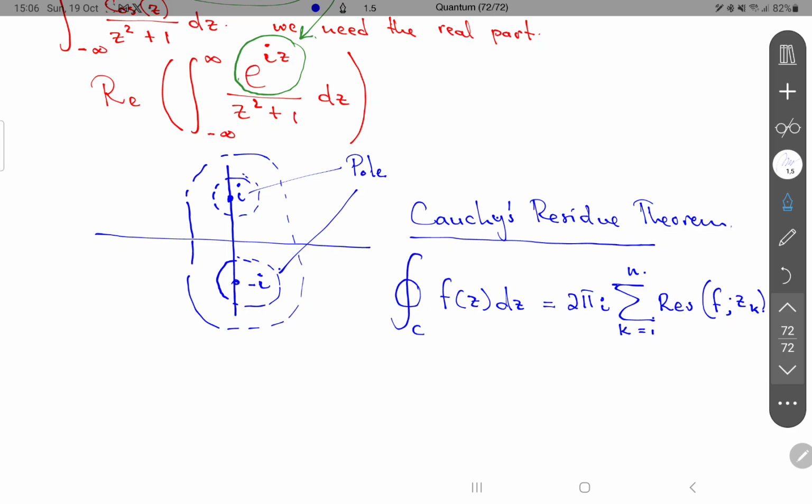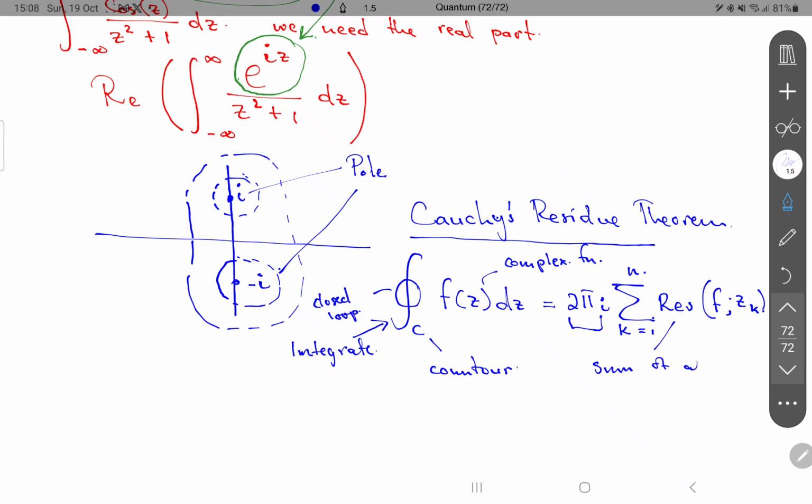So we are going to use the residue theorem. So definitely, what is it saying? It is saying if you integrate about a contour, a closed loop, of a complex function, the result is 2 pi i, which is a constant, times the sum of all residues about the poles. That is what it's saying.